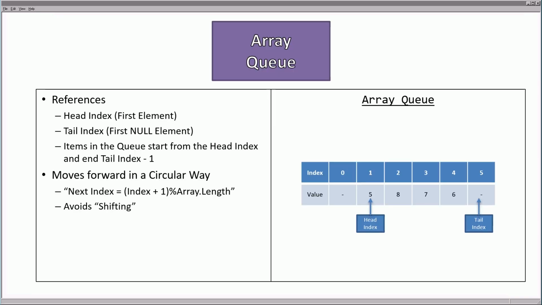Now keep in mind that the head index is the first element in this array queue. Now the tail index indicates that it is the first null element. This is slightly different from an earlier example. So if we were to look at this example of an array queue, we can see that the first element starts here, and the last element is here. However, the tail index is always one past that last element, so it refers to the first null element right here. This is the start of the queue, and this is the end of the queue.